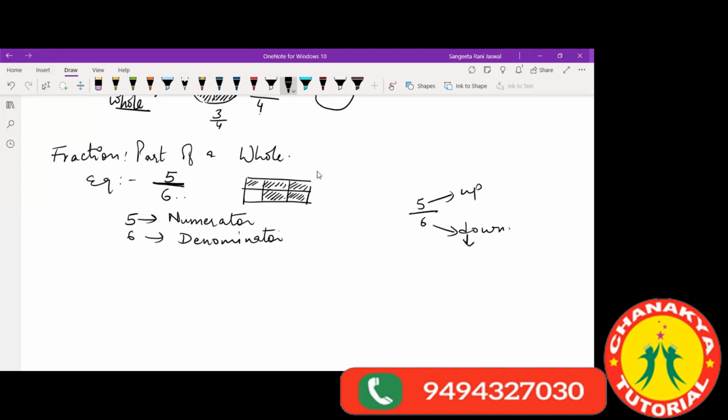D for denominator. This is just a memory tip I'm giving you so that you don't confuse the numerator and the denominator. Sometimes children start thinking whether the upper one is the denominator or the numerator. To avoid the confusion, D for down: this number is written down. D for down and D for denominator. If you remember one, you don't need to remember the other. If you know the denominator, the other part is the numerator.